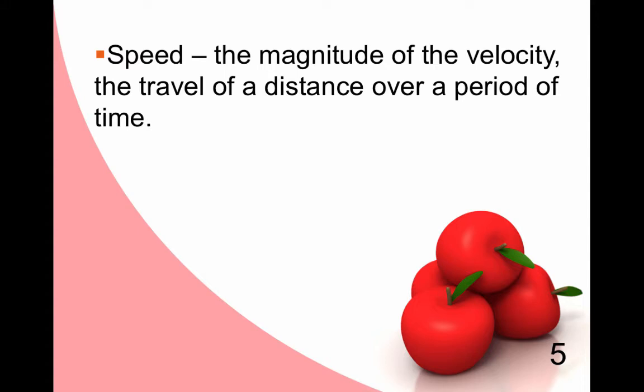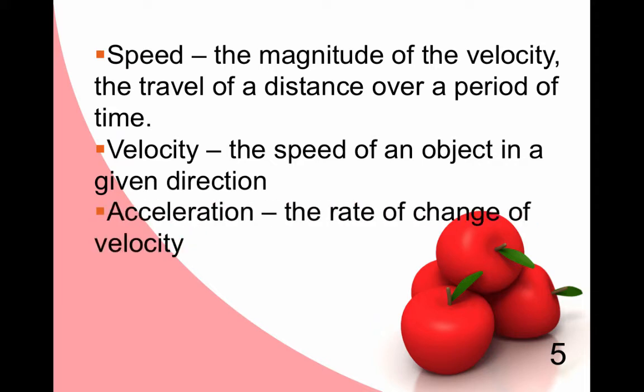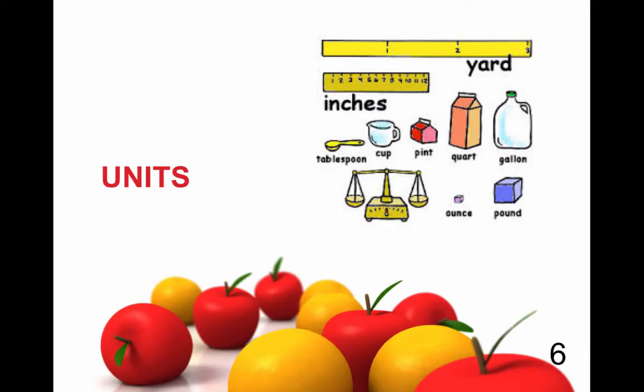Speed is the magnitude of the velocity, the travel of a distance over a period of time. Velocity is the speed of an object in a given direction. Again, those are going to be interchangeable. Acceleration is the rate of change of velocity. Time is an indefinite continued progress of existence and events.